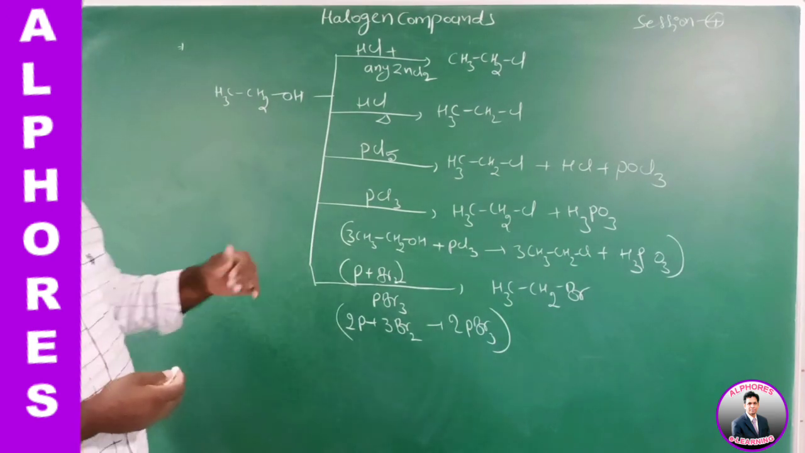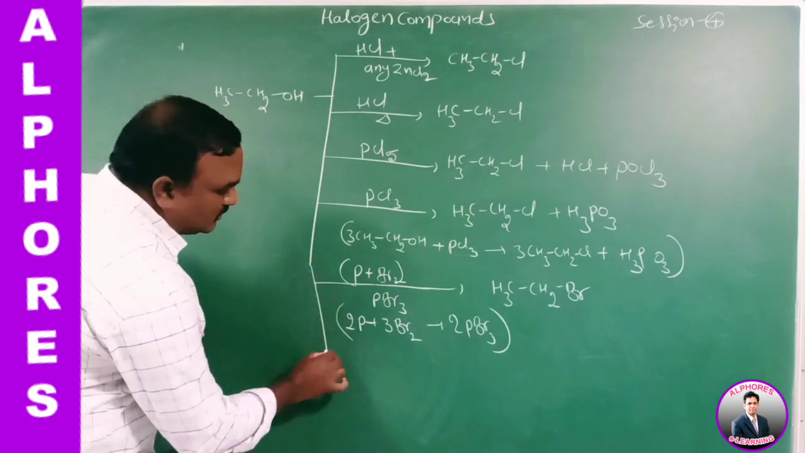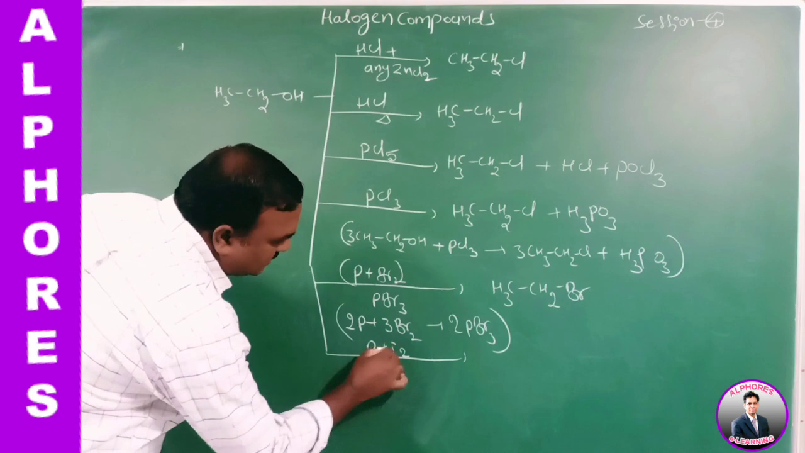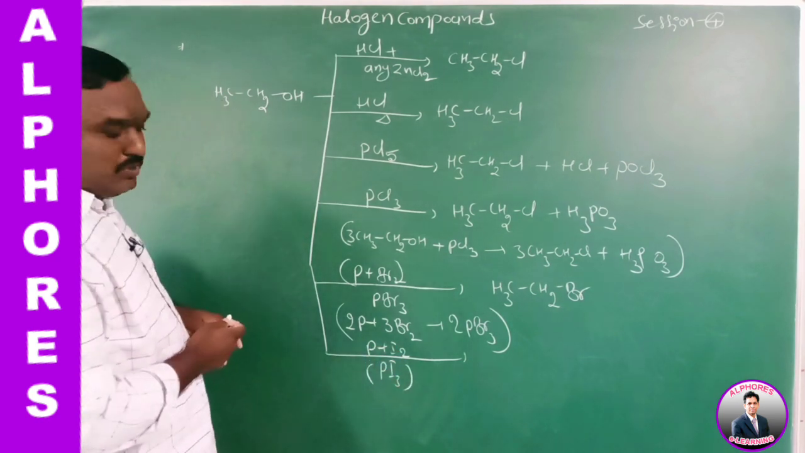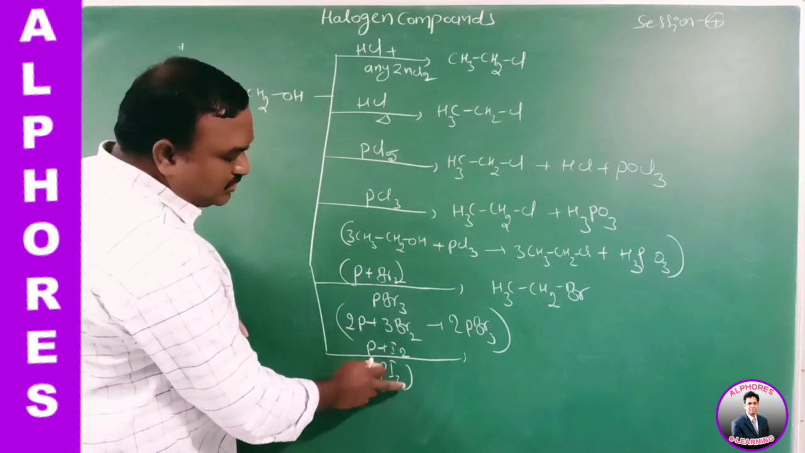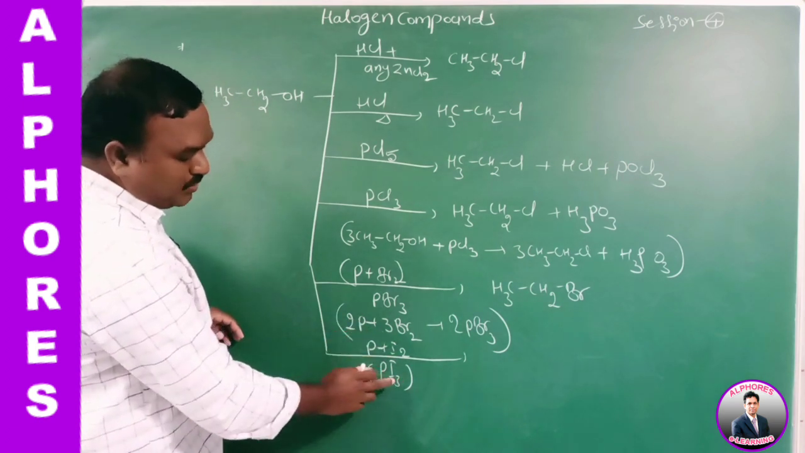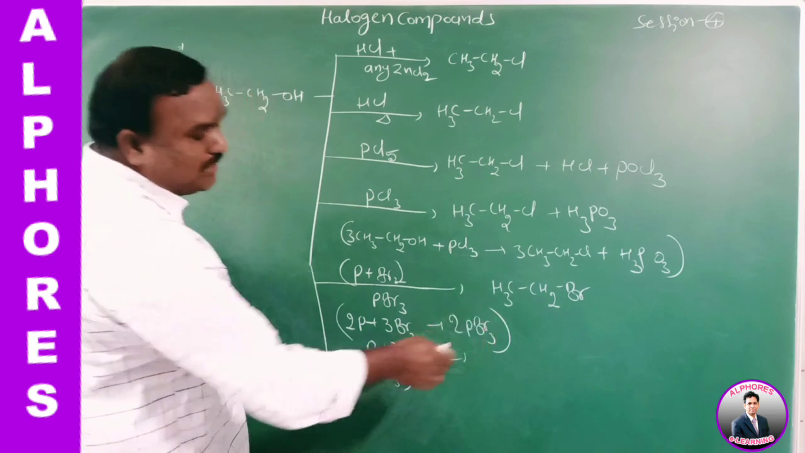Br. That means alkyl bromide is formed in this case. Again, phosphorus plus I2, nothing but PI3, you remember always. In the same way, 2 moles phosphorus react with 3 moles of iodine to form PI3. Instead of bromine, if you take iodine, you form PI3.